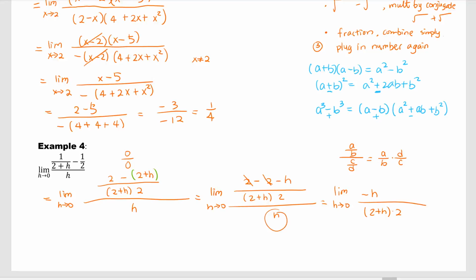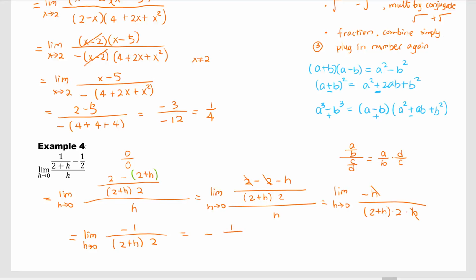How about this h? This h is like the c. You can think of it as h over 1. So c is h, and where do you put the c? Bottom. Now, can you see the bad guy? The bad guy is h. It makes the numerator and denominator 0 when h goes to 0. So we cancel it. We are like the police, right? We cancel it. Now we're safe.